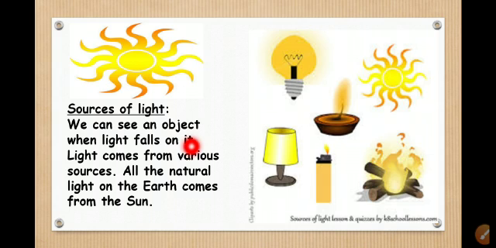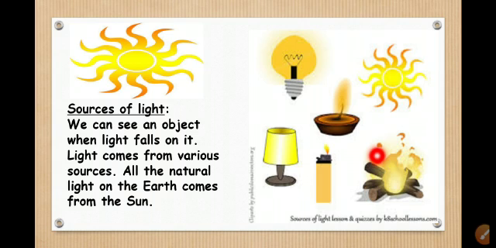Sources of light. We can see an object when light falls on it. Light comes from various sources. All the natural light on the earth comes from the sun. So here you can see the various sources of light: bulb, sun, lamp, fire. So these are all the sources of light.